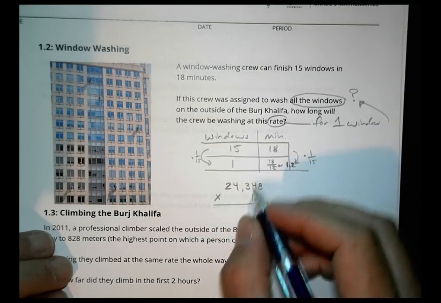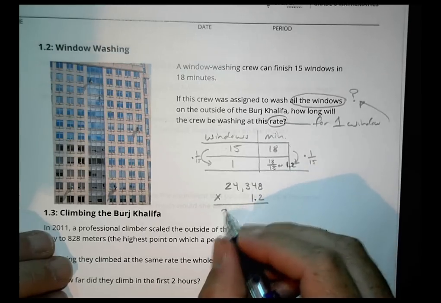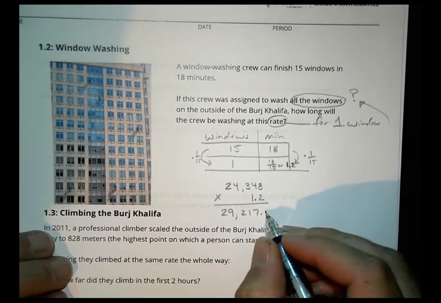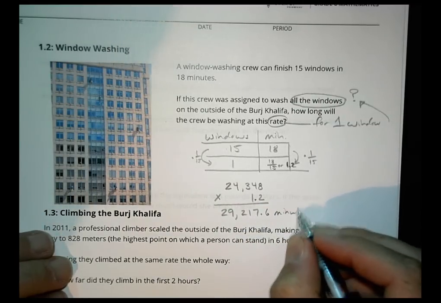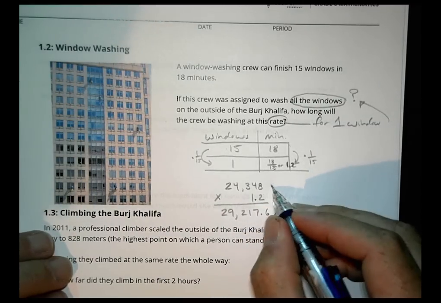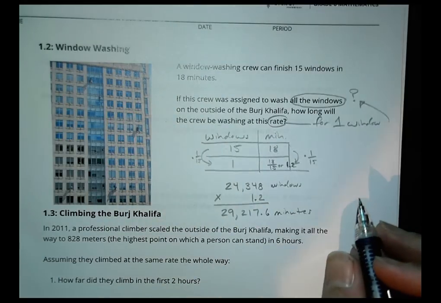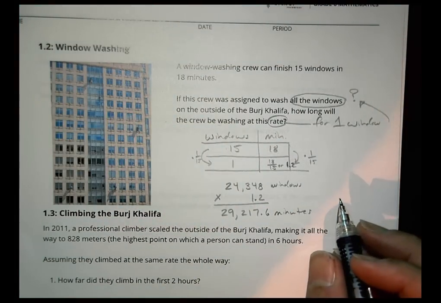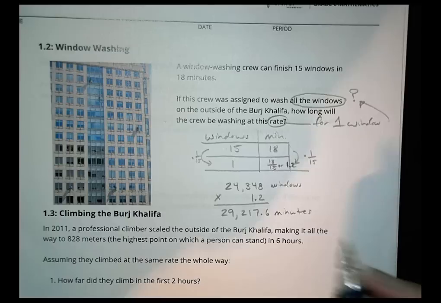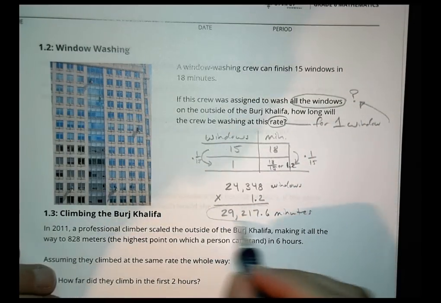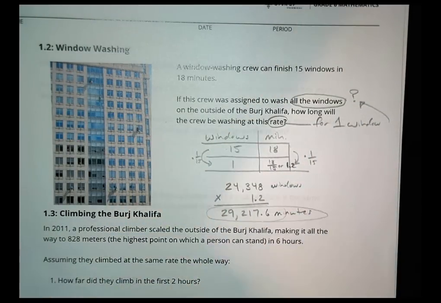Okay, so when you multiply that out, if you use your calculator, what you end up with is 29,217.6 minutes. That is how long it would take to wash that many windows. So 29,217 minutes is how long it would take them, washing one window every 1.2 minutes. Now, in terms of what you would actually do, you probably aren't going to wash windows non-stop for that many minutes. You'll probably take breaks, things like that. So it would definitely take a long time nonetheless.